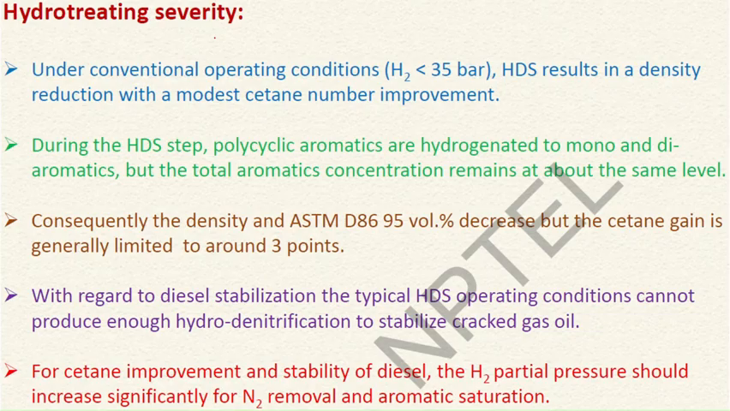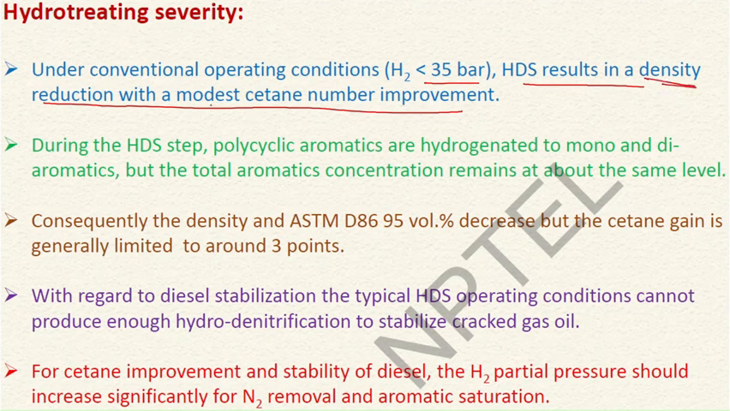Hydrotreating severity, as I told, is related to the more severe operations, more severe conditions. Basically, under conventional operating conditions, that is hydrogen pressure less than 35 bar, the HDS results in a density reduction with a modest cetane number improvement. Density reduction, how? As I told, sometimes hydrocracking also takes place in the hydrotreater. More heavier hydrocarbons can crack into smaller hydrocarbons, which directly leads to a density reduction. And sometimes saturation of the aromatics also takes place, due to which cetane number improvement takes place.